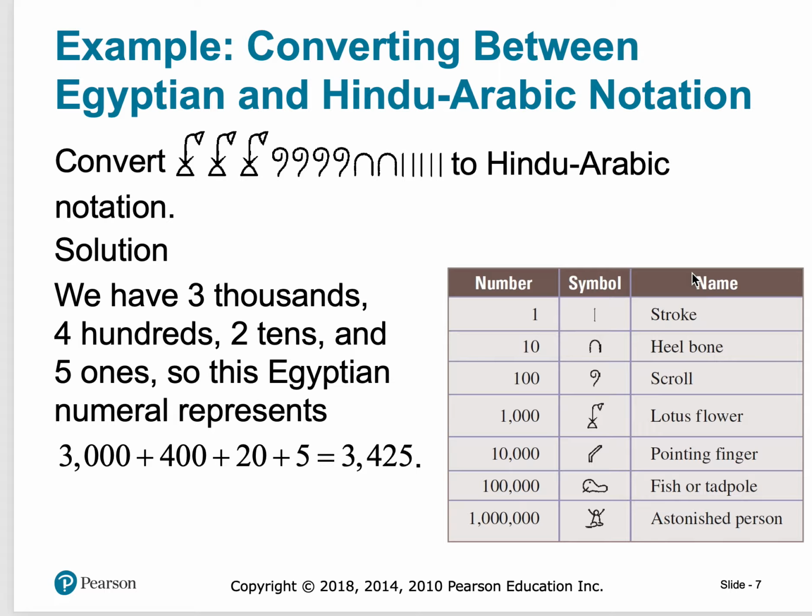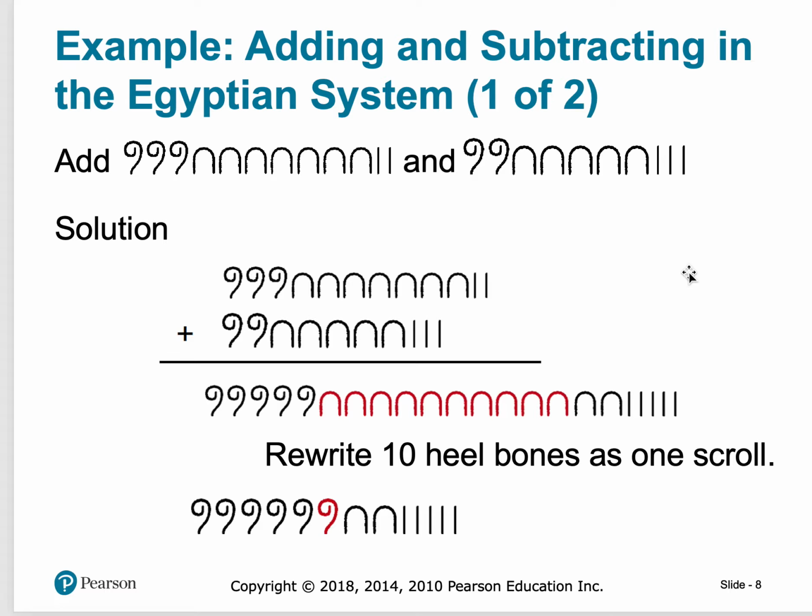So if I want to convert this number in the Egyptian system to the Hindu-Arabic system, that's our system, I have 3 values of 1,000, so that's 3,000. 4 symbols for 100, so that's 400. 2 ten symbols and 5 ones, which would be 3,425. So this is about recognizing symbols and not arithmetic.